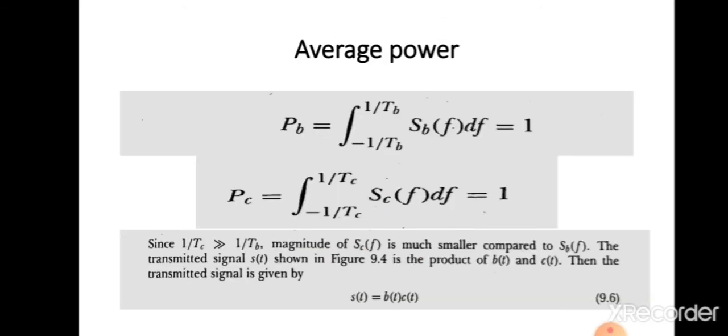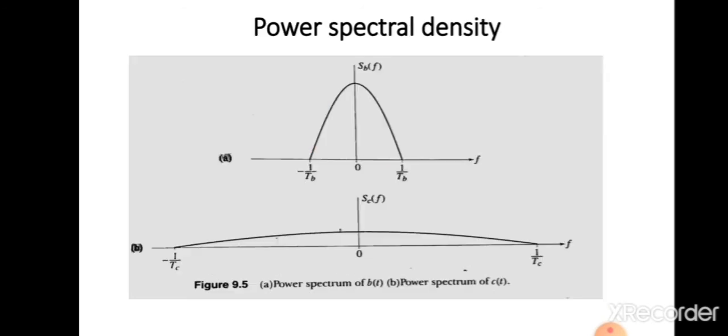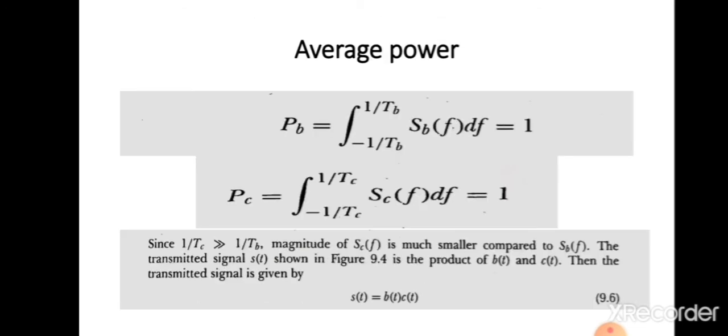message sequence. So we can write the power of this message signal, P of B, equal to the integral from minus 1 by TB to 1 by TB of SB of f into df. Since this message signal is a square pulse, that means it will have a positive pulse, negative one, positive one and negative one. If we integrate it over minus 1 by TB to plus 1 by TB, the total power will be 1.